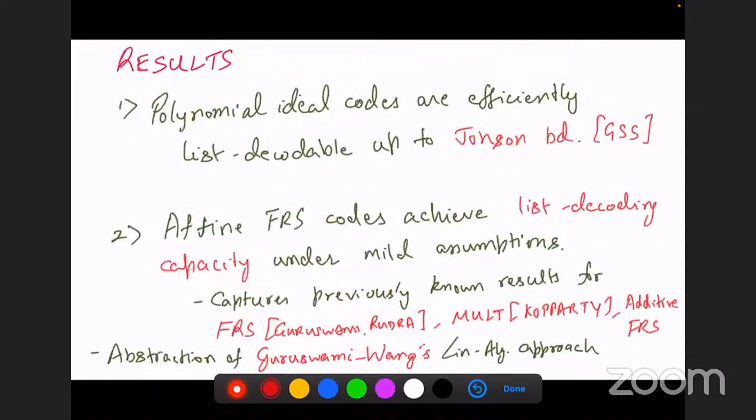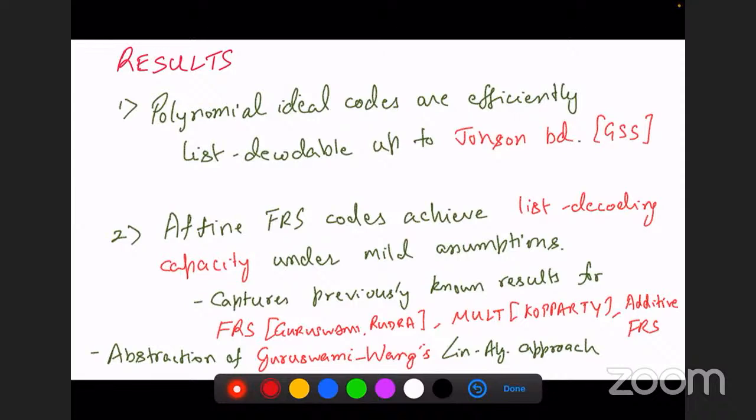So what are the results in our work? The first result is that we show polynomial ideal codes actually can be efficiently list decoded up to the Johnson bound. In some sense, this was stated in the work of Guruswami, Sahai, and Sudan, but we flesh out the details, and there are a few steps which were missing, which we fill.